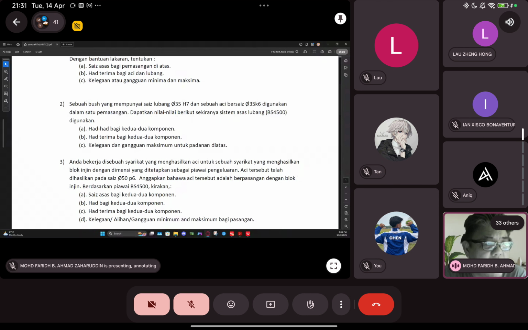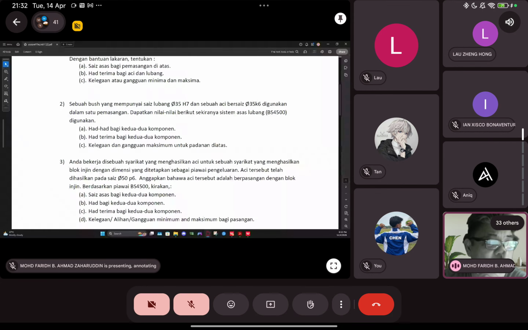Okay, for the next question, B. What is the tolerance for the hole? The tolerance value of the hole? 0.025 millimeter. What is the tolerance for the shaft? 0.016 millimeter. Okay, thank you. Is it correct? Double check. Yes. Okay, thank you.